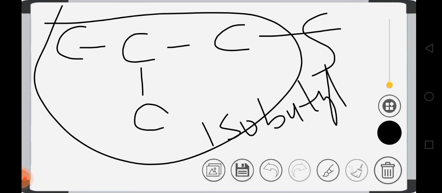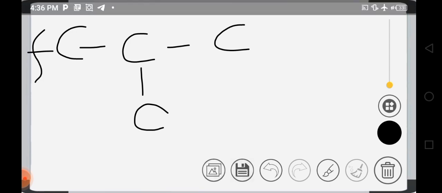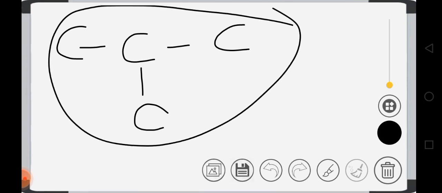Iso what? Butyl. Even though the continuation is starting from here, this one is attached to it, it's still isobutyl. Even though you bring it to this place, it's still isobutyl. If you start from any end, it is isobutyl. Remember the normal compound was this, which is an isomer of butane. This is an isomer of butane. This one is an isomer of butane.